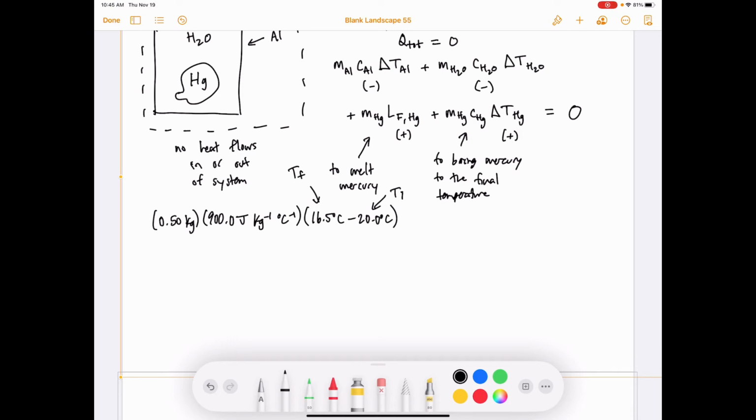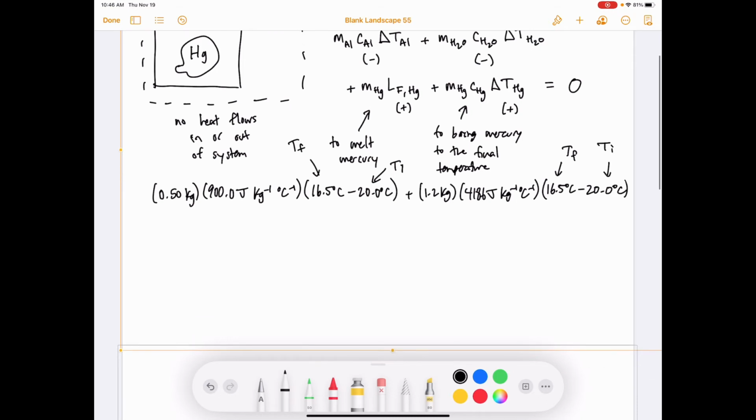Okay, then for the water, we have the mass. The mass of the water is 1.2 kilograms. Specific heat, 4,186 joules per kilogram per degree Celsius. And the temperature change is the same. The water ends up at 16.5 degrees Celsius, that's T final. Starting off at 20 degrees Celsius, that's T initial.